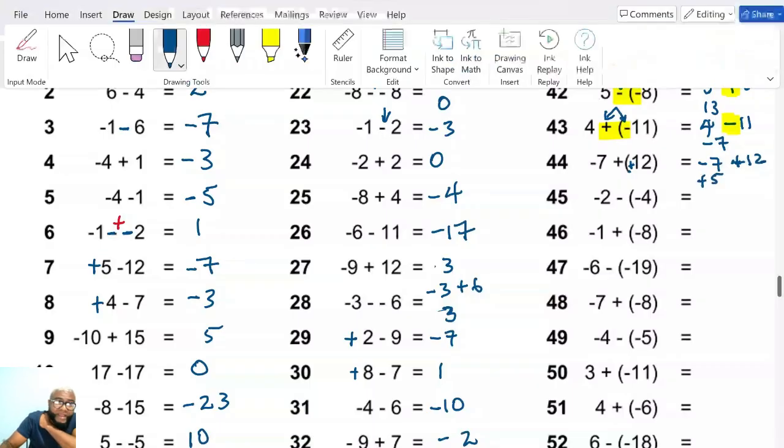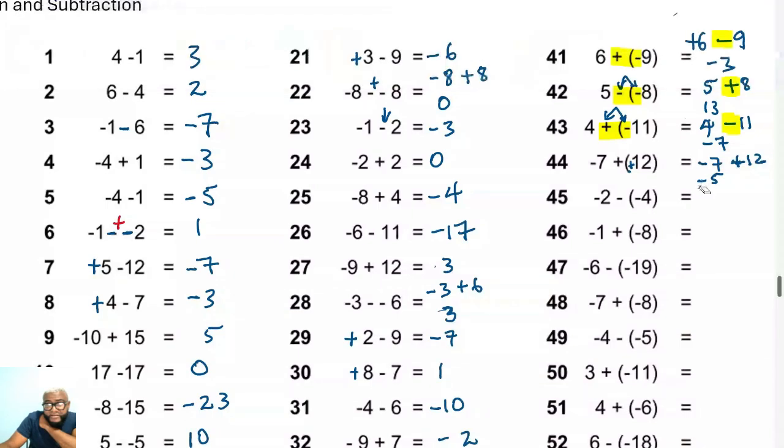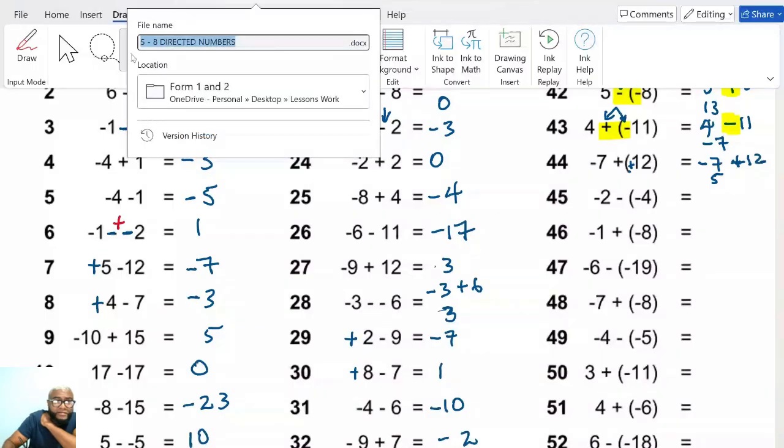And I don't even have to put a positive in front of the 5. So the answer is 5, right? Cool, Taylor? Yes, sir. Right.